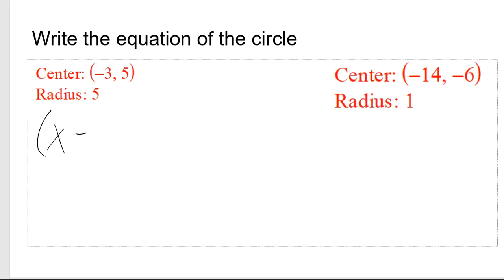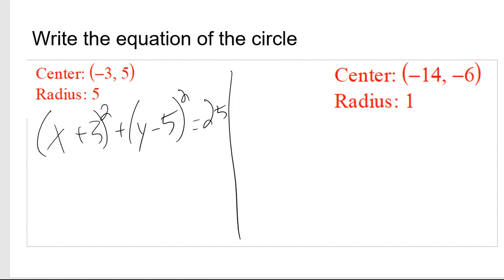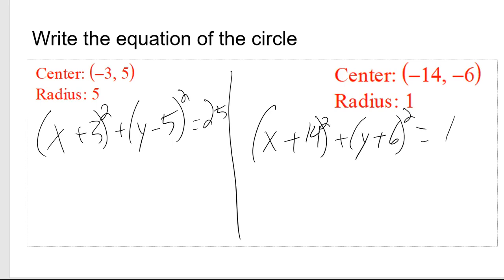Alright, so it's going to be x plus 3, the opposite, squared plus y minus 5, opposite, squared equals 25, 5 squared. This one over here is going to be parentheses x plus 14 squared plus y plus 6 squared equals 1. It's 1 because 1 squared is still 1.